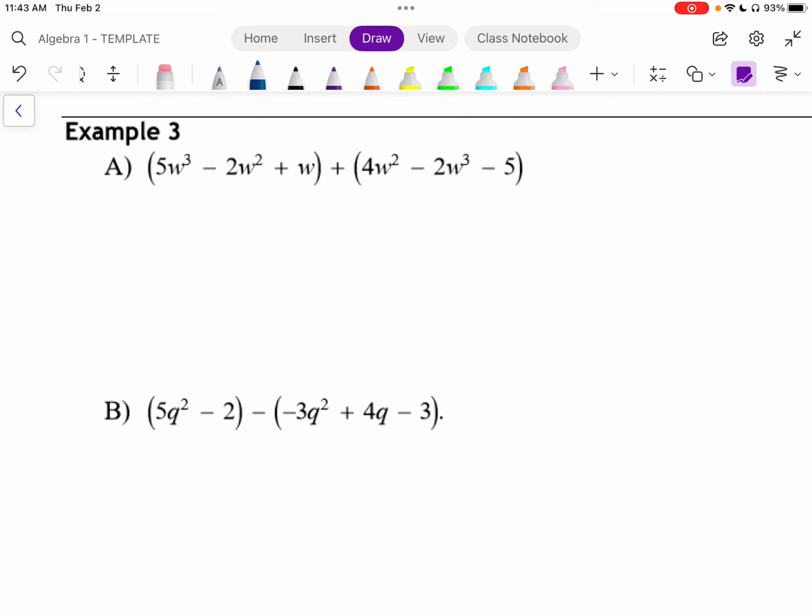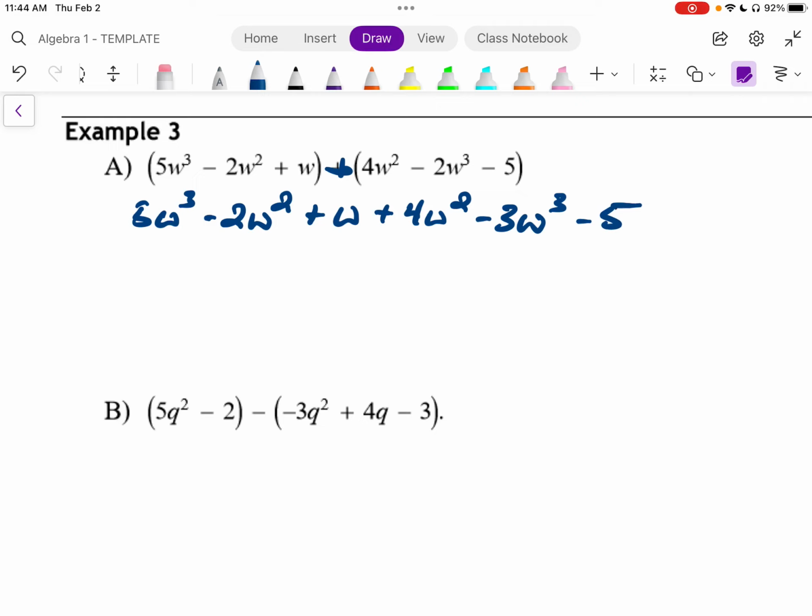Now, a lot of this you're going to recognize just from combining like terms that we've done in the past. We have a plus there. The addition ones are a little bit easier. We just get to drop our parentheses. So I'm just going to copy it down without the parentheses. 5w cubed minus 2w squared plus w plus 4w squared minus 3w cubed minus 5. And then in my next step, I want to do 2 things.